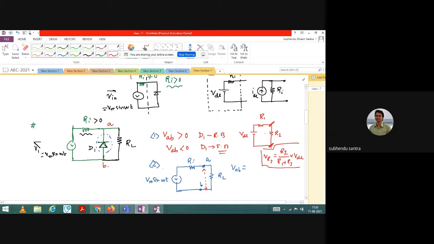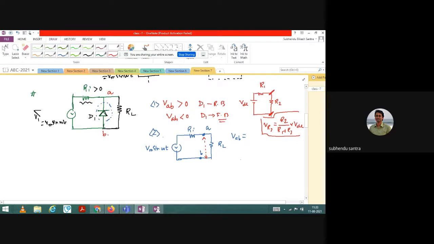So in this question I am asking to find the voltage across VAB. How do I write VAB? I can write it like this: RL divided by Ri plus RL, very good, into the input voltage Vm sine of omega t. Is that clear to you?